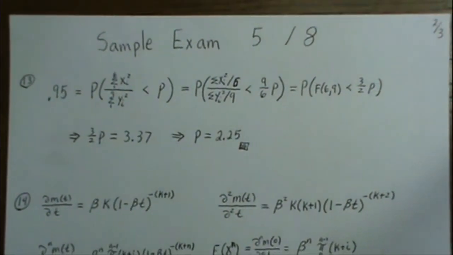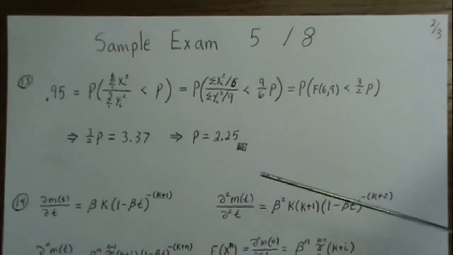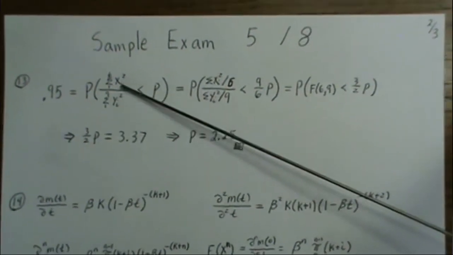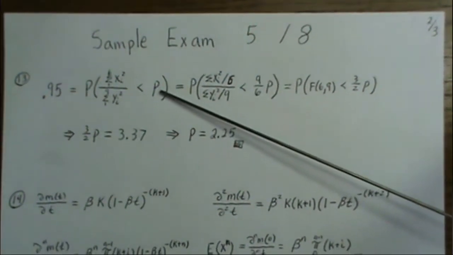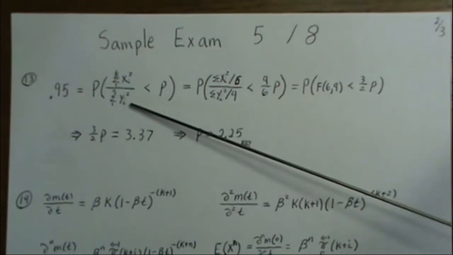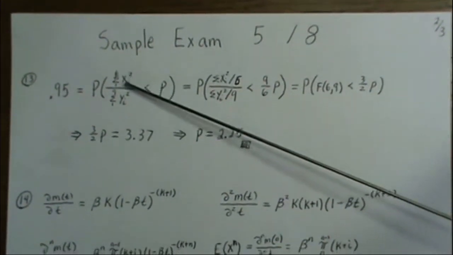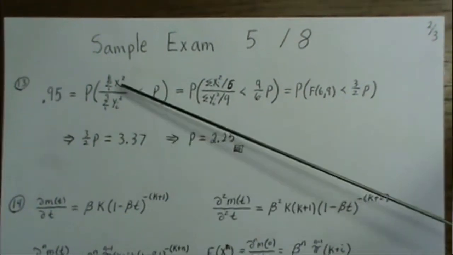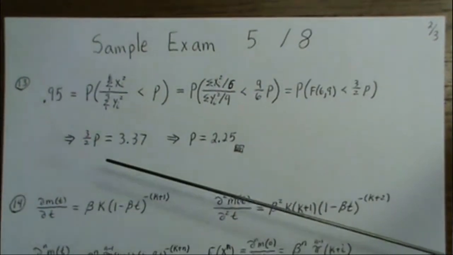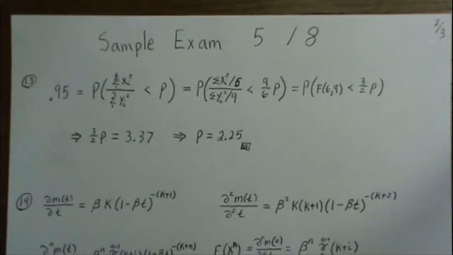Problem 13. We want to find the 95th quantile, or p such that the probability that this is less than some number p is 0.95. Well, each one of these is kind of the beginning of a chi-squared. Now, X and Y are independent because that's given in the problem. And whenever you're showing something is an F distribution, the numerator and denominator have to be independent.